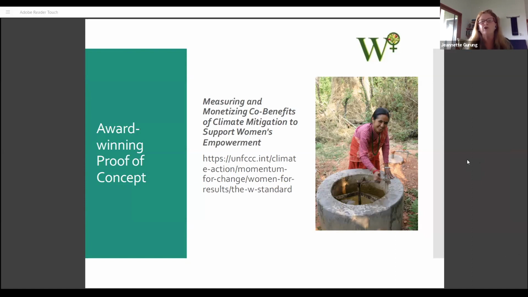We just measured the time saving, generated W+ units, sold some of those units, and still have some left to sell. And then we returned that money to the women's groups that were involved with the project, and also watched to see what they did with that. And it was very interesting.